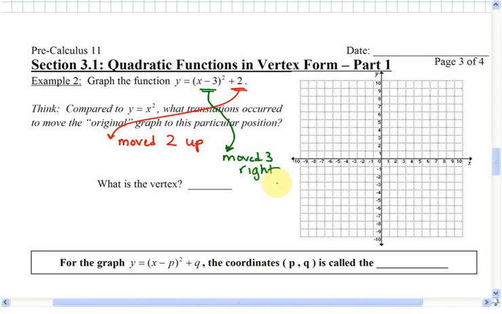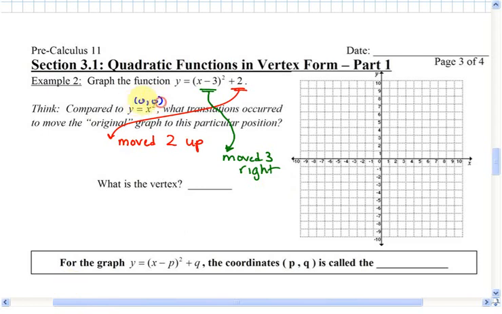So, if I asked you to compare this with your y equals x squared function, (0, 0) was the vertex for x squared. Remember, it's always the one that goes to the origin, (0, 0). What's the new vertex of this equation going to be? If I'm going to say move 2 up, 3 to the right. But what are the actual coordinates of the vertex? (3, 2). So I go 3 to the right.